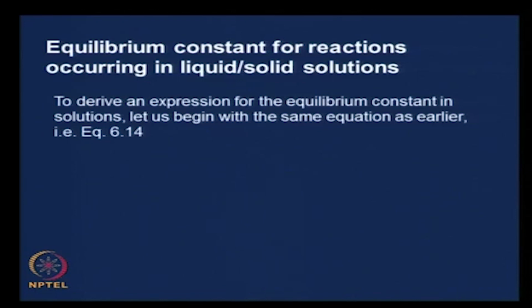To derive an expression for the equilibrium constant in solutions, let us begin with the same equation, equation 614, which is the sum over i of nu i mu i equals 0. This is the criterion for reaction equilibrium. This is something very fundamental, good to remember: the sum over all i of nu i, the stoichiometric coefficient, times the chemical potential mu i of the various species i, equals 0.